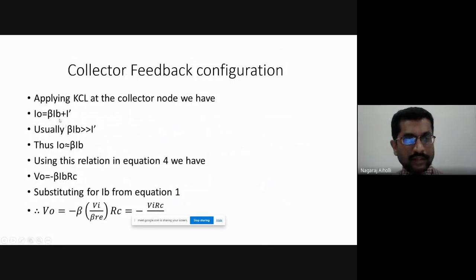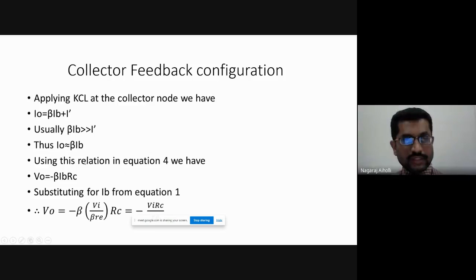But beta IB is very much larger than I dash, because beta is multiplied into the base current. Therefore, beta IB will be very much larger than I dash. Therefore, I naught will be simply equal to beta IB. Because beta IB is larger than I dash, beta IB plus I dash is simply beta IB, or I naught is approximately equal to beta IB.